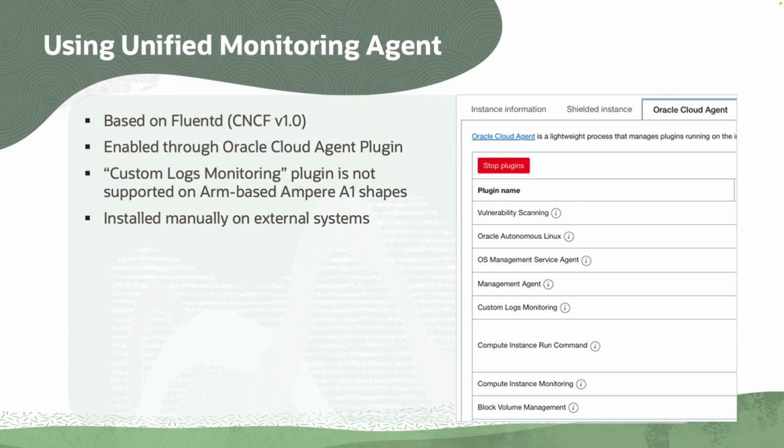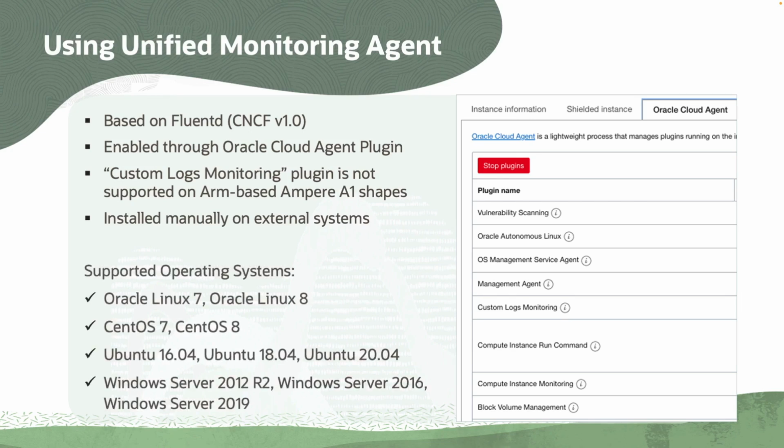The second way to deploy the agent is to install the agent manually on the instance. This method is highly used for instances that are not supported with the plugin, or it could be systems running in an external environment. There are different operating systems supported. You can install the agent on Oracle Linux version 7 or 8, CentOS versions 7 or 8, Ubuntu versions, and also various Windows Server versions.